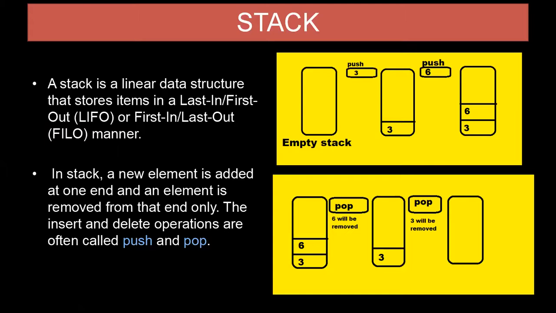So the item that is last in will be removed first. So it will remove items from the top and add items at the bottom. So you can see in the picture, we have an empty stack here. So we are inserting 3 at the bottom, and then we will insert 6, and here we are inserting 6 upon the item 3.